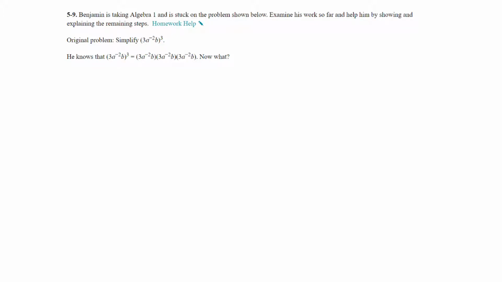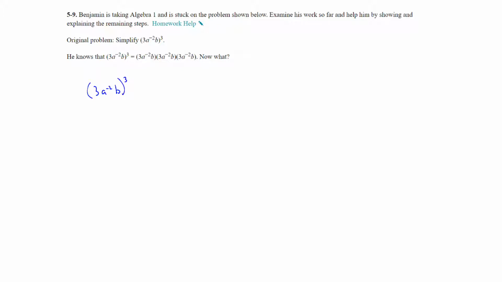Question 5-9. Benjamin is taking Algebra 1 and is stuck on the problem shown below. Examine his work so far and help him by showing and explaining the remaining steps. So the original problem that he is trying to simplify is 3a to the negative 2b raised to the third power.